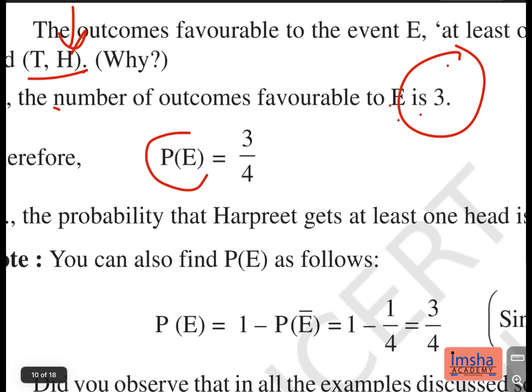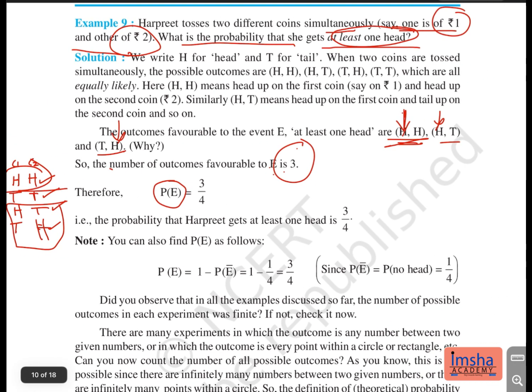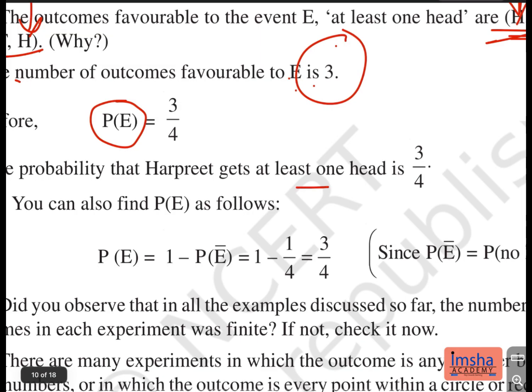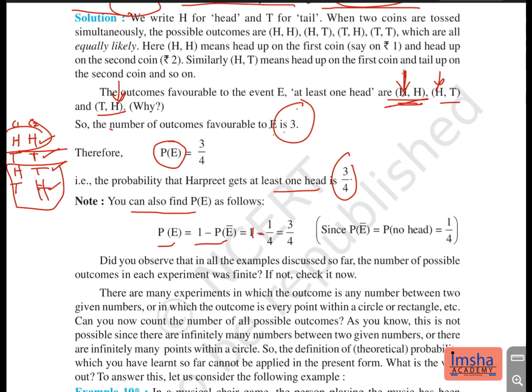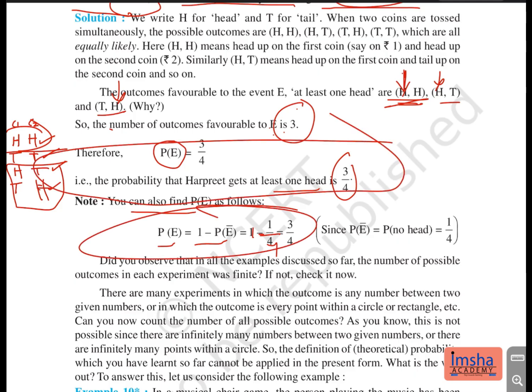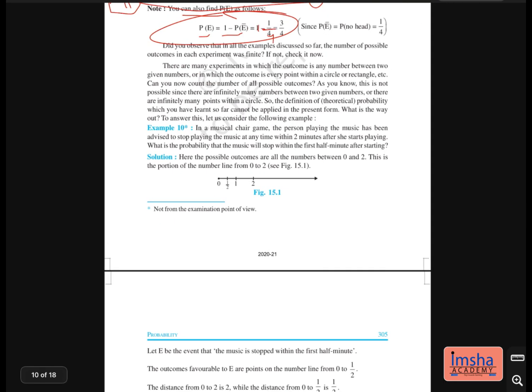Therefore, P of event E is 3 by 4. So now the probability of Harpreet getting at least one head is 3 by 4. You can also find P of E as follows: 1 minus 1 by 4, that is 3 by 4. Like this you can also solve, but this is the simplest way to solve. I hope it is clear.